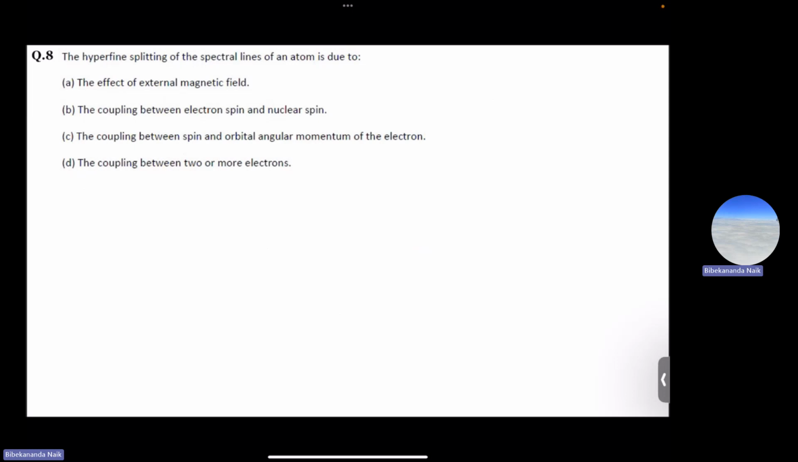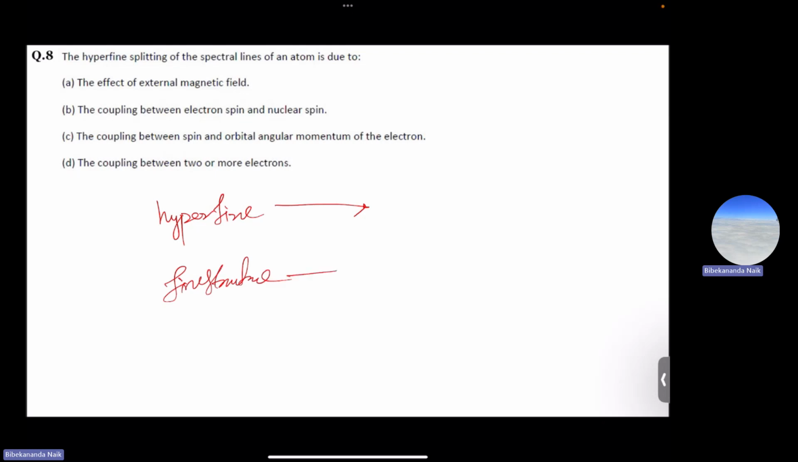So if you see, the question says hyperfine splitting. There are different types of splitting. We have studied about fine structure splitting, Zeeman splitting, Stark splitting, and spin orbit splitting. So there are different types of splitting. Now one is hyperfine. The question says hyperfine. We have fine structure splitting.